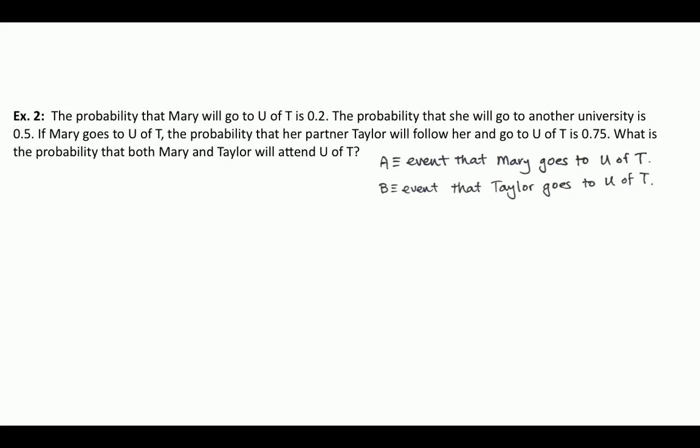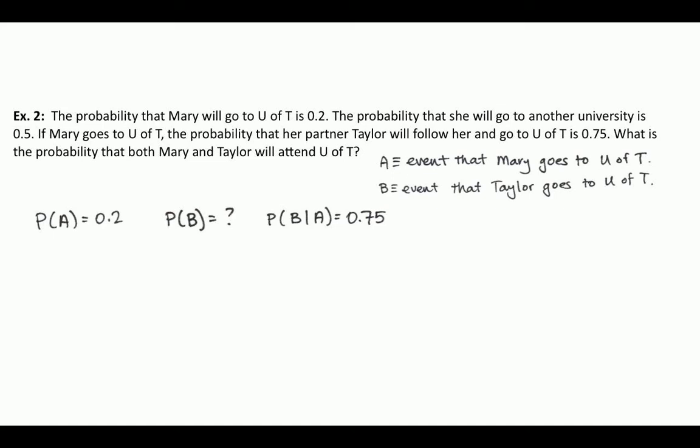Now you'll notice in this problem, we don't have any information about the probability of Taylor going to U of T alone. We only have information about the probability of Taylor going to U of T given that Mary is going to U of T. So we actually don't have the probability of B, and that's okay because we don't need it when we're looking at dependent events. We know the probability of A. It's 0.2. We don't know the probability of B. But we do know that the probability that Taylor will go to U of T, given that Mary goes to U of T, is 0.75.